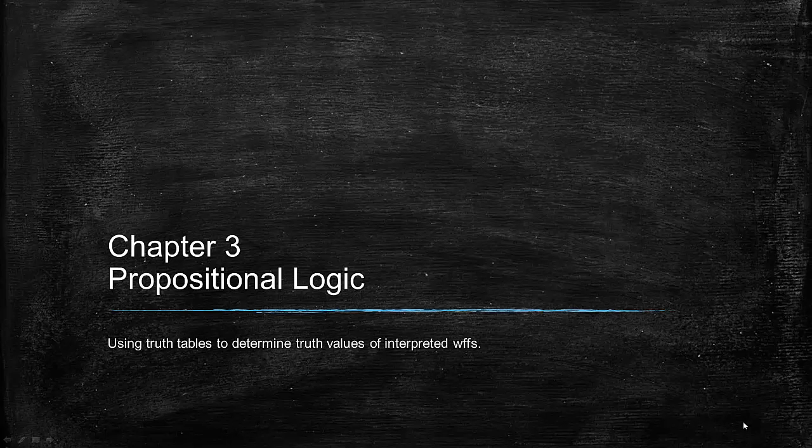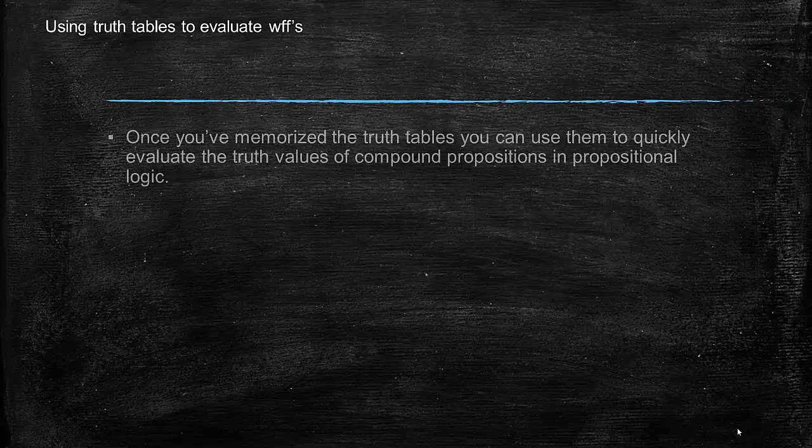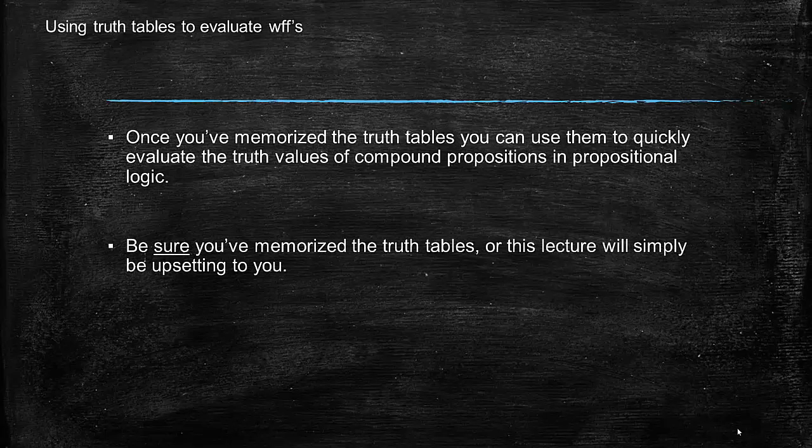Okay, so we've learned the truth tables, so let's see if we can get a little bit of value out of them now. Once you've memorized the truth tables, you can use them to quickly evaluate the truth values of compound propositions that have been interpreted, meaning that they've had truth values assigned to the atomic propositions inside them. So really be sure you've memorized the truth tables.